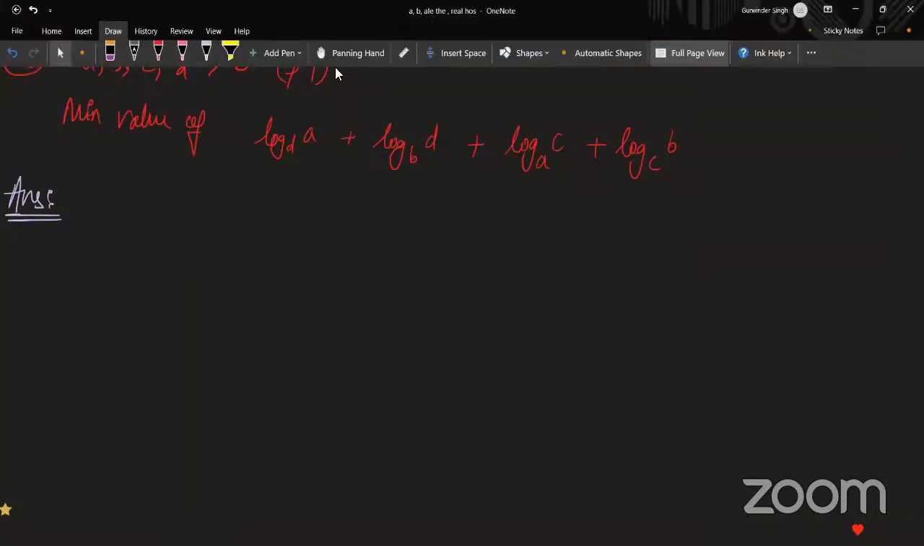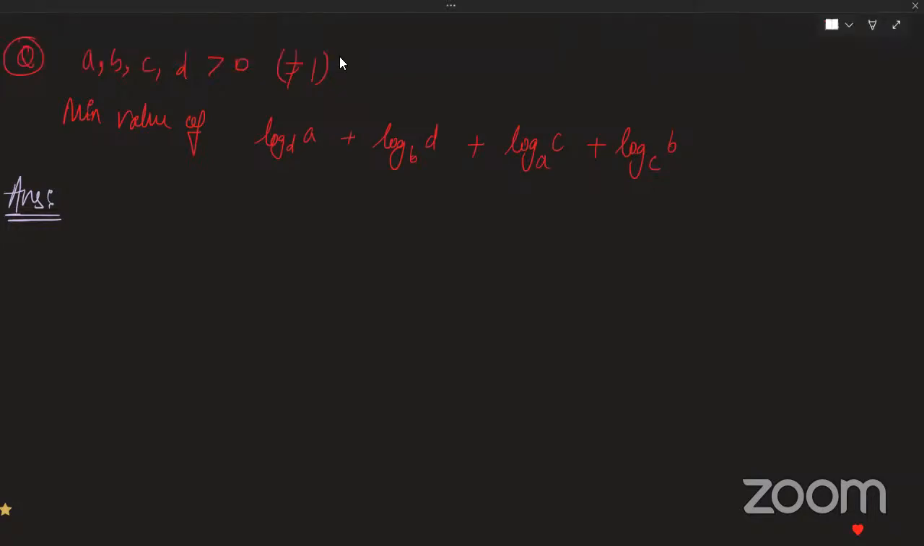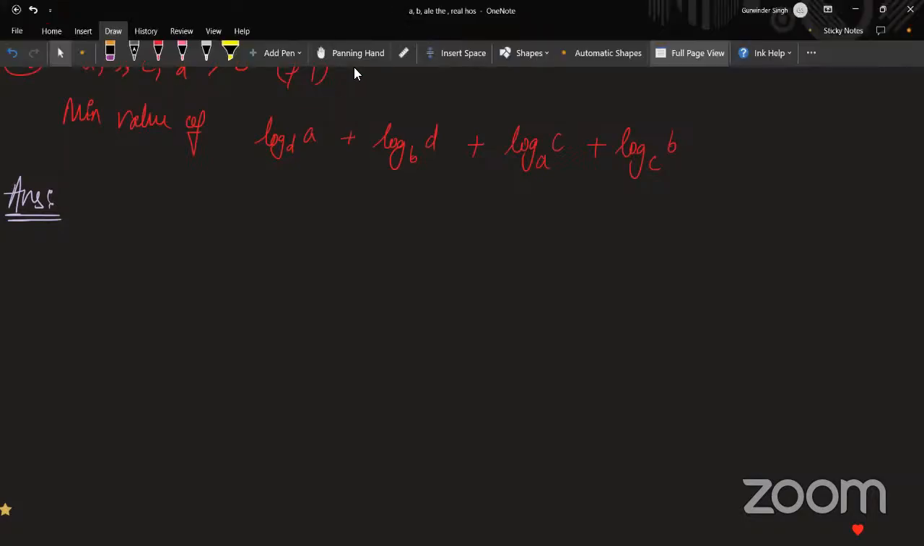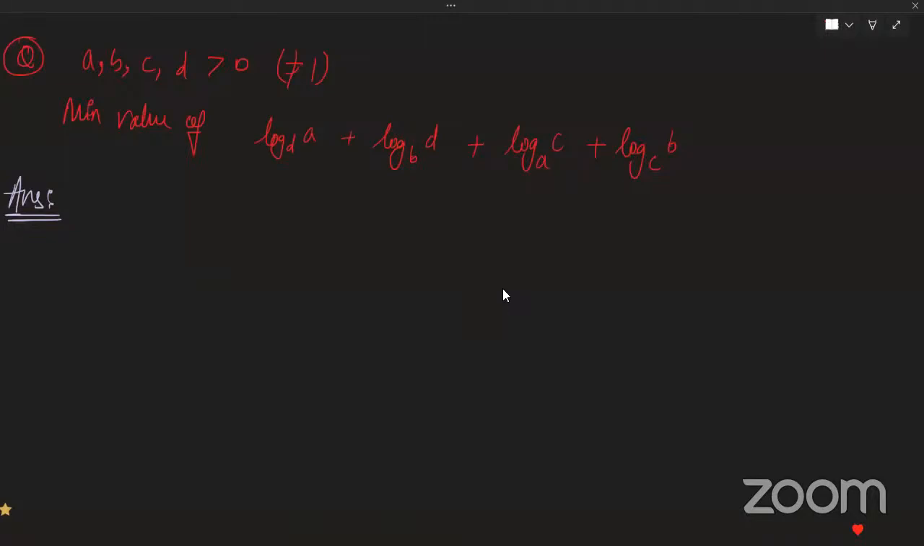Navneet, please take care of your mic. You are disturbing the class. Okay. Navneet is my favourite student. Navneet, don't do this, yaar. If you're not speaking, keep your mic on mute.